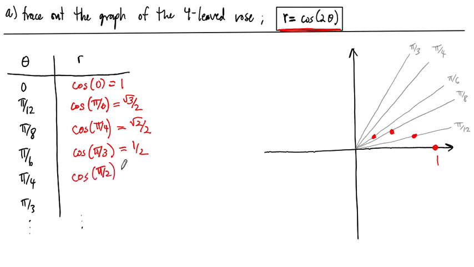Right? And then very quickly, when we get to pi over 4, something interesting happens. Because when we double pi over 4, we get pi over 2. And cosine of pi over 2 is 0. So if the radius is 0, there's only one point in the plane that could be. It has to come back to the pole.